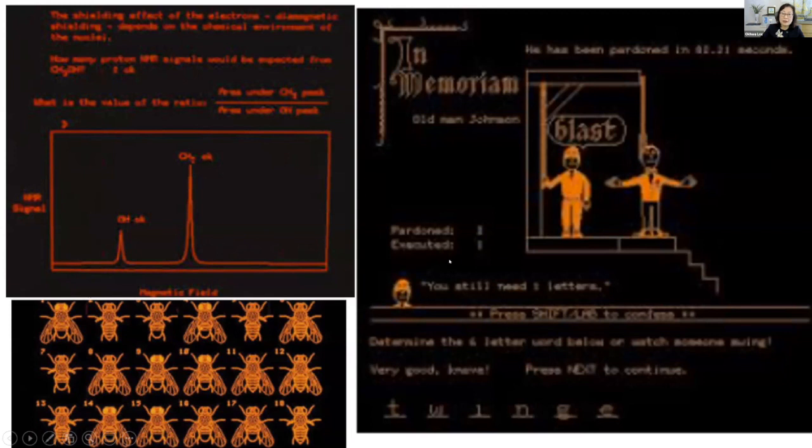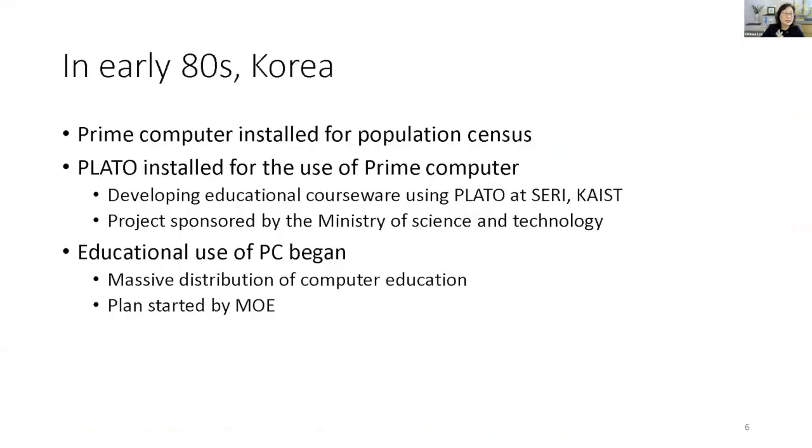Since it's a mainframe, the network was available, but very expensive. This very first courseware using Plato was supported by the Ministry of Science and Technology. And this gave us the opportunity to open up our perspectives of using computers in education.